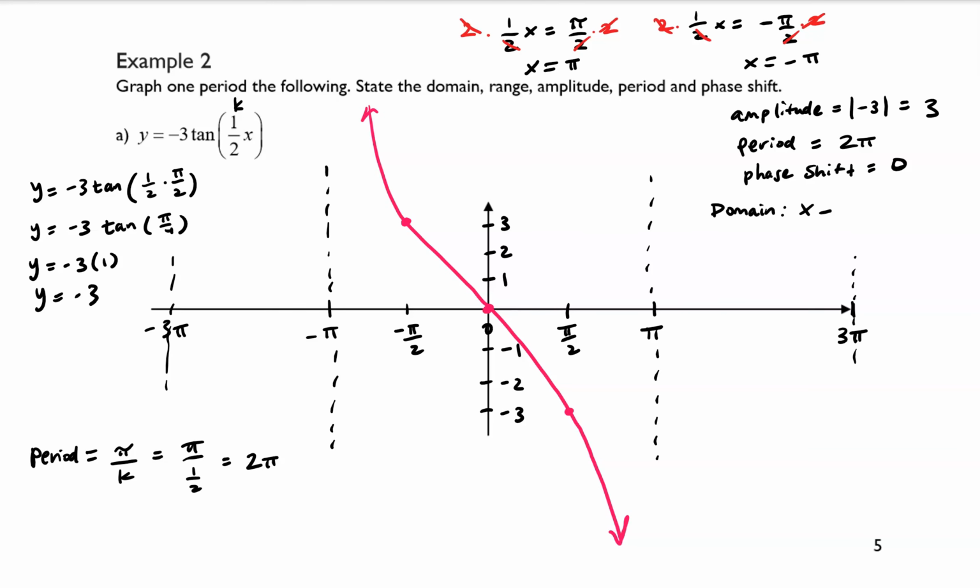And so one way that you could say that is x cannot equal (2n + 1) pi, where n is an integer. So that is one way that you can say the odd integer multiples of pi. And then the range is going to be -infinity to +infinity, or all real numbers. So that concludes example 2a.